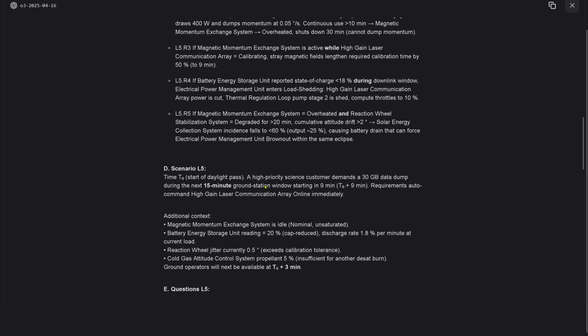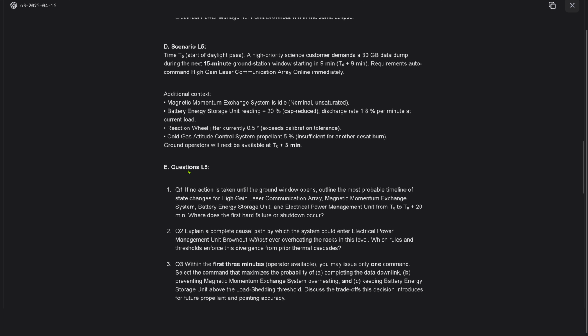So a high priority science customer, Amazon. You see on the other channel, Amazon demands a 30 gigabyte data dump during the next 15 minutes. Ground station window starting in 9 minutes. Requirements: auto command, high-gain laser communication array online immediately. I love it. Yes. So you know the drill.